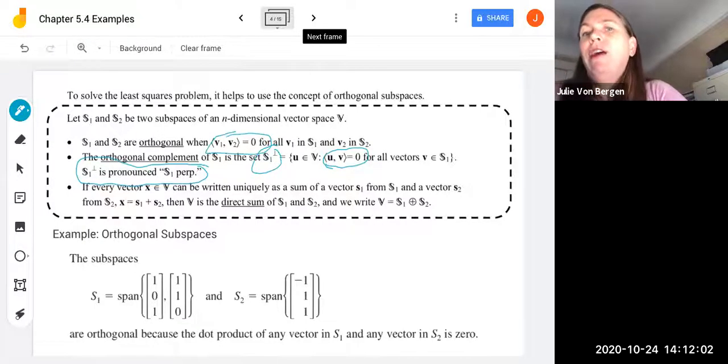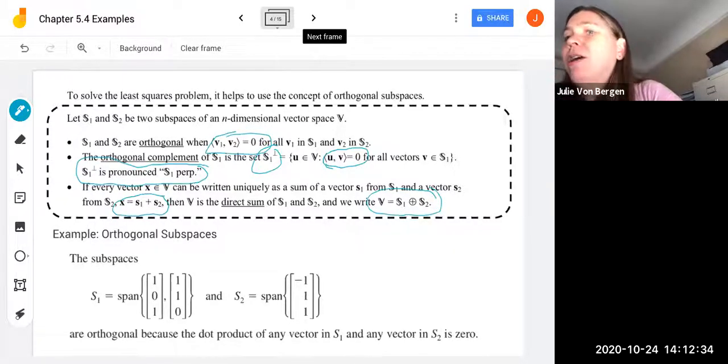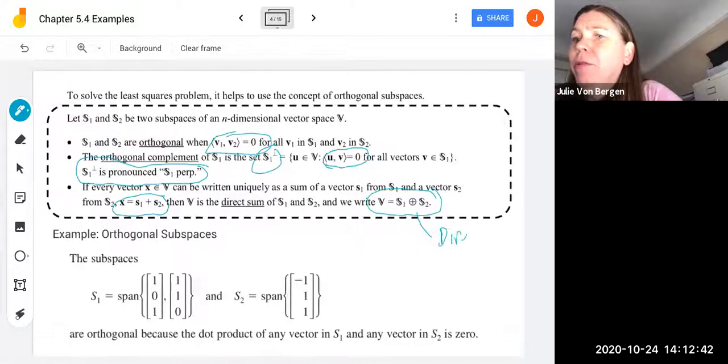If every vector x in the vector space V can be written uniquely as a sum of a vector s1 from the set S1 and a vector s2 from the set S2, then x, for any arbitrary vector x, is going to be a sum s1 plus s2. Then we say V is the direct sum of S1 and S2, and we write V equals S1 direct sum S2. This plus with the circle around it is what's known as the direct sum symbol.